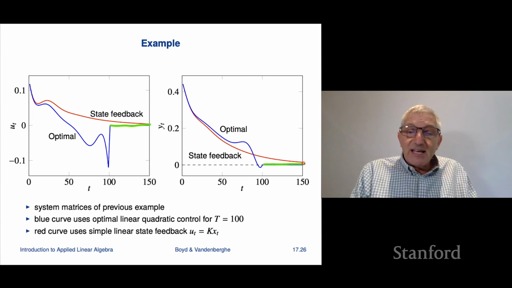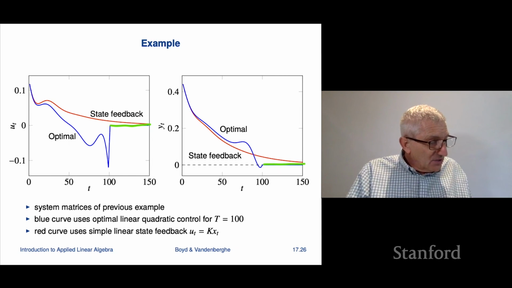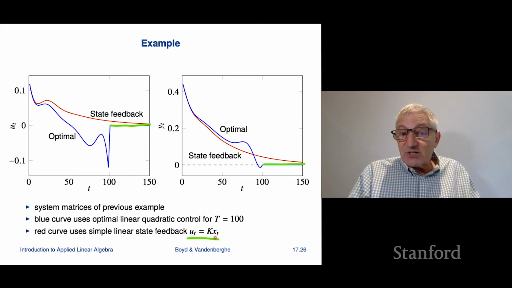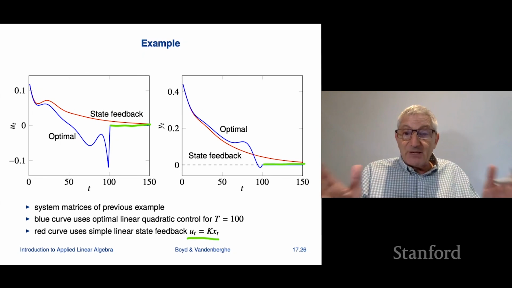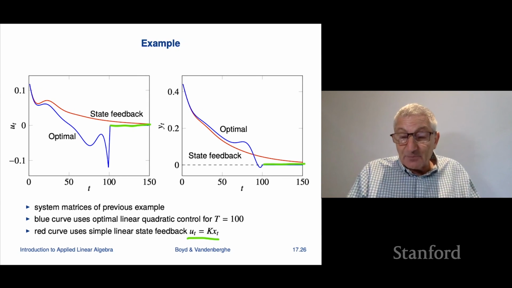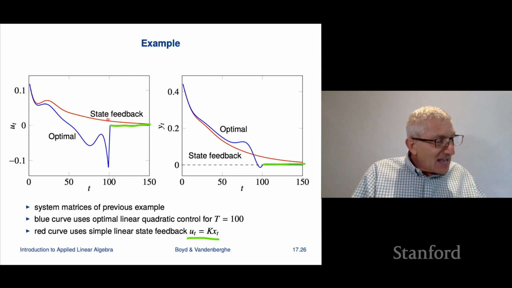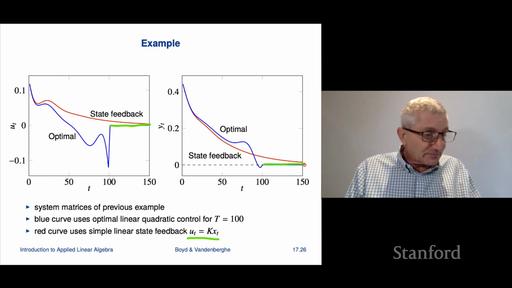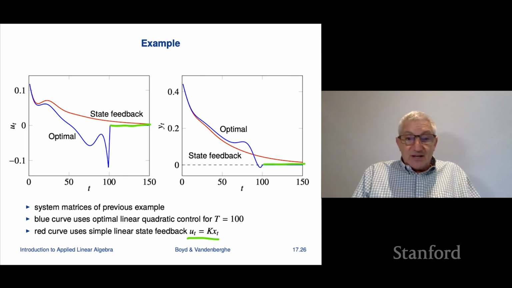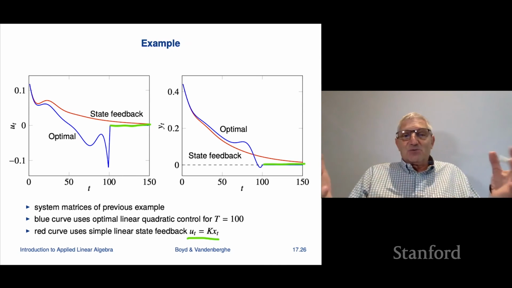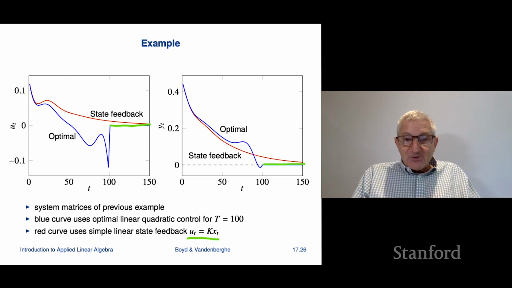If you look at what happens when we take ut equals K xt with the matrix that is derived in that very simple way from the solution of the constrained least squares problem, that's this red curve. And it's asymptotically going down to 0. And here's the same one here. And so that's how that works. This is very widely used. There are, in fact, packages that will calculate these state feedback gain matrices for you. This is what they do.